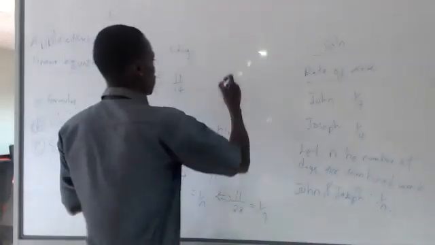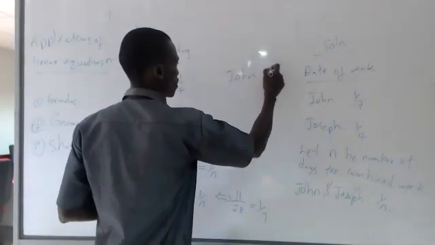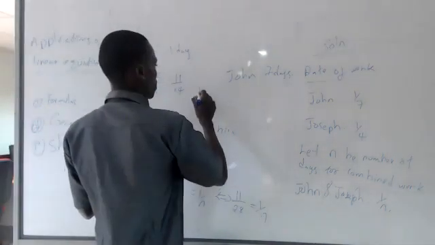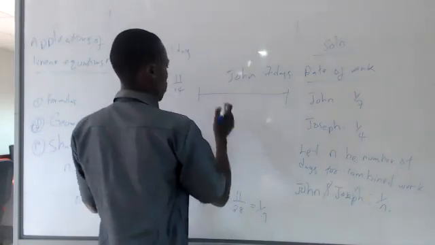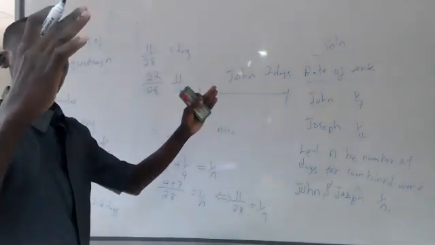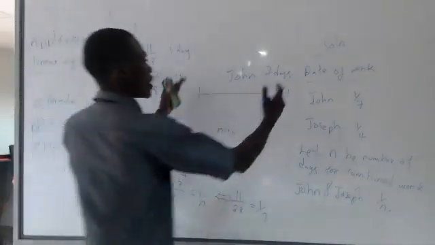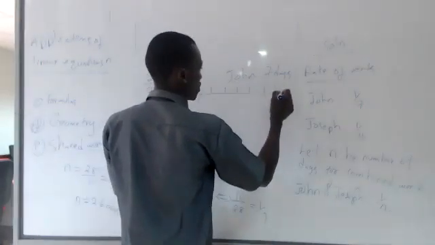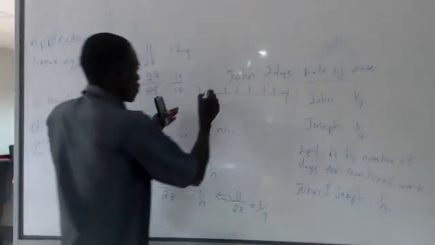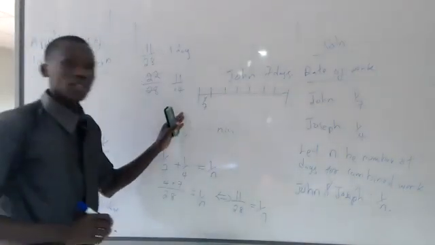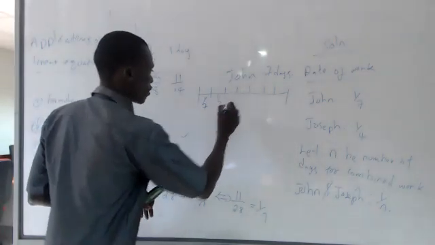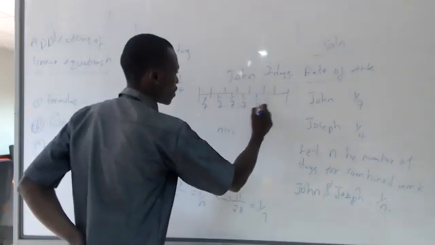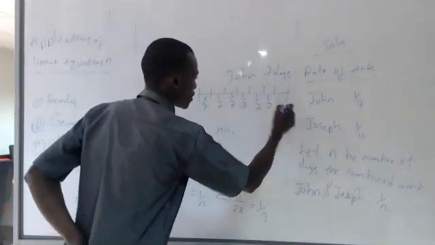If John takes 7 days to complete the whole work, suppose this is the work that John is supposed to do. Then the rate will simply be the whole amount of work divided by the time it takes. So this is the whole piece of work. First day, second day, third day, fourth, fifth, sixth, seventh. First day, John will complete 1 over 7. Second day, 1 over 7. Third day, 1 over 7. Fourth day, 1 over 7. Fifth day, 1 over 7. Sixth day, and lastly, 7th day.